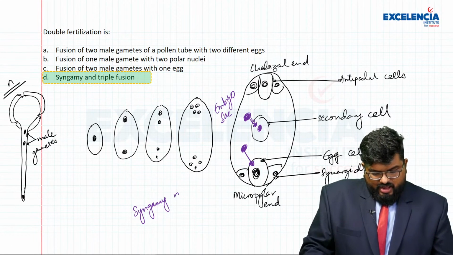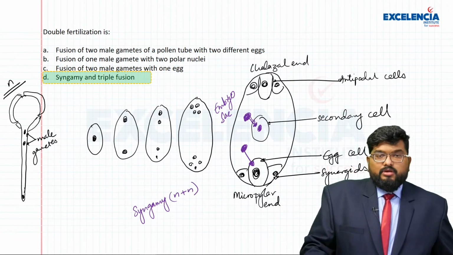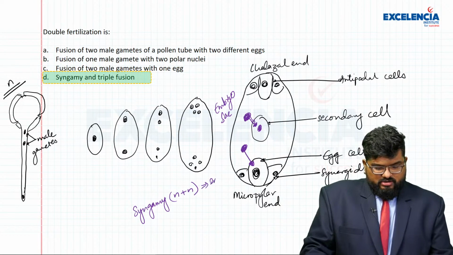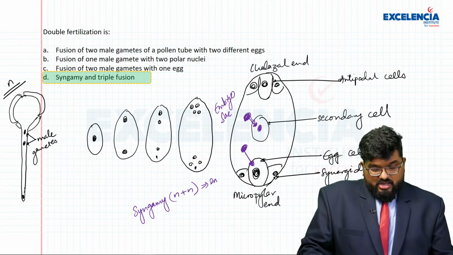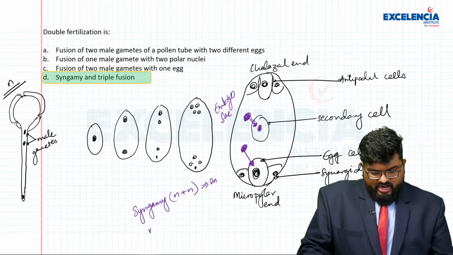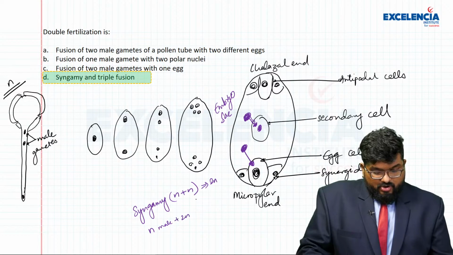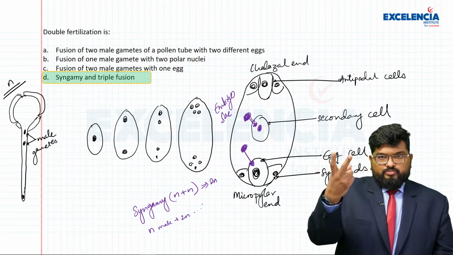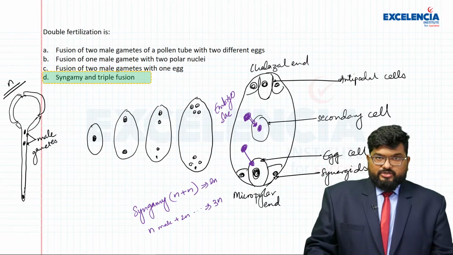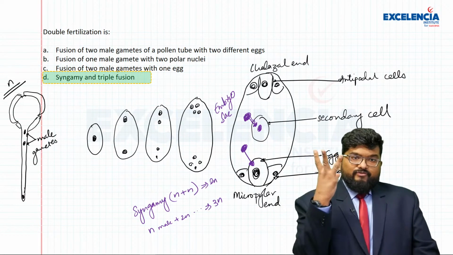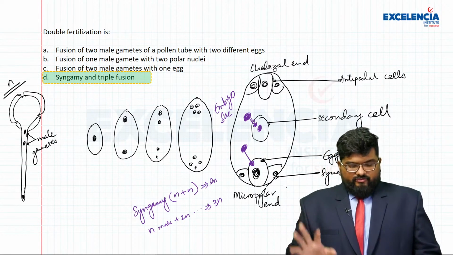So here we had n plus n giving me 2n, the diploid condition: haploid male gamete, haploid female gamete. In the second condition, we had a haploid male gamete and a diploid secondary nucleus, with two haploid polar nuclei, giving us a triploid structure. Since three nuclei were fusing, this is known as triple fusion.